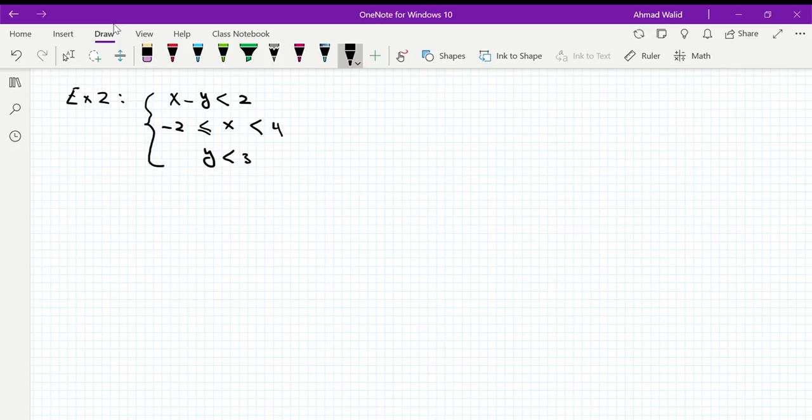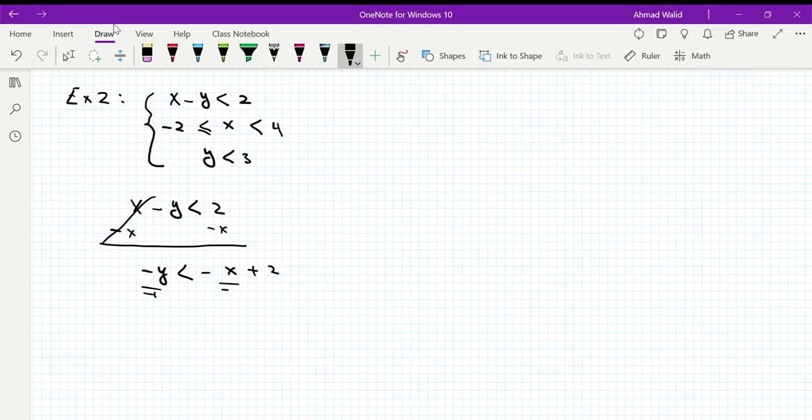The first one I need to solve. x minus y less than 2. Solve it for y. Subtract x from both sides. Then negative y less than negative x plus 2. Divide by negative 1. Then you can say y greater than x minus 2. Slope 1 over 1, y-intercept (0, -2).